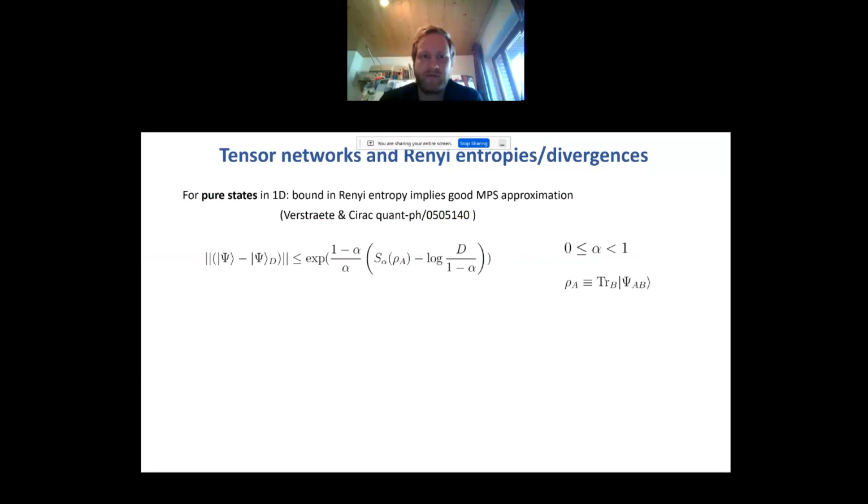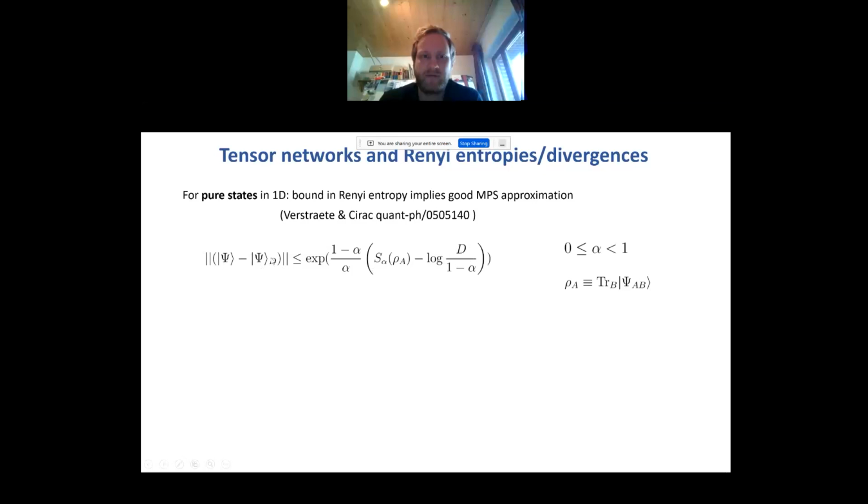It's about the relation between tensor networks and the Renyi entropies and divergences, and possibly communication protocols. There's already an important result in which the Renyi entropies appeared in the context of tensor networks, in this paper by Verstraete and Cirac. It tells you when you can approximate a pure quantum state in one dimension by a matrix product state of a certain bond dimension, with bond dimension measuring the complexity of the state. And the result is just this simple inequality.